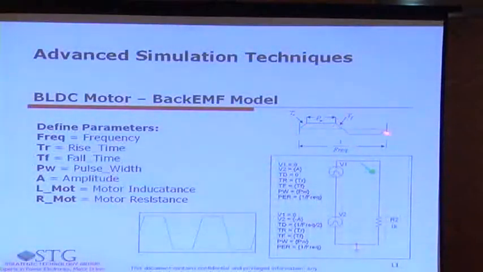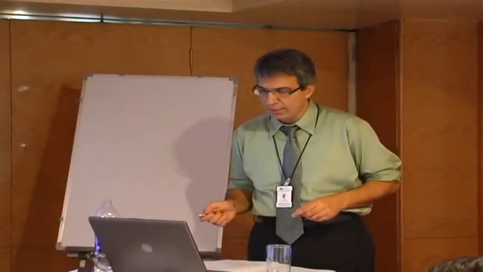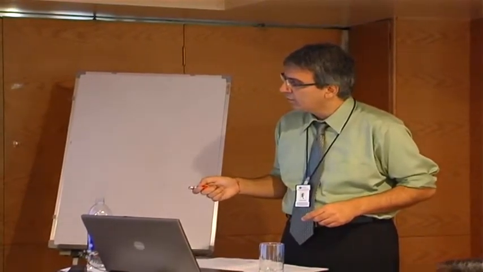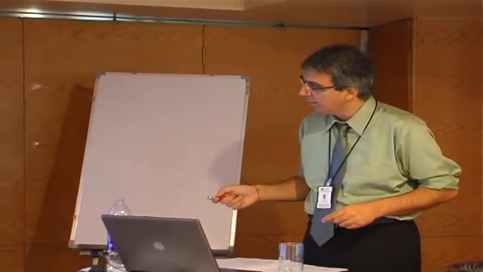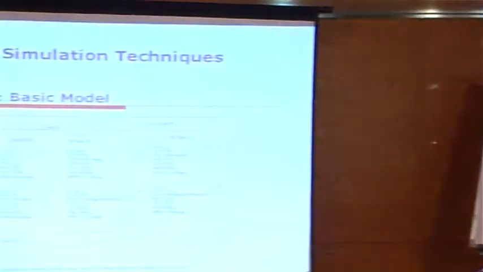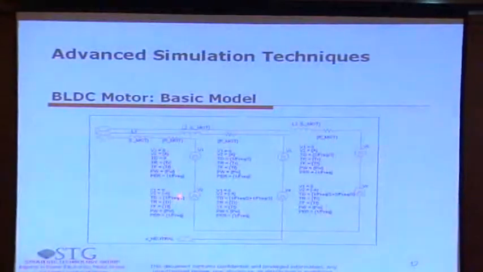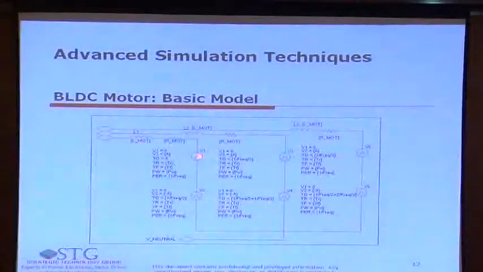We'll see the parameter file, and we'll also see some of the waveforms. So this is your complete BLDC model. You have essentially per phase, phase A, phase B, phase C. You have series inductance and resistance for the 3 phases, and we even define inductance as L-MOT.